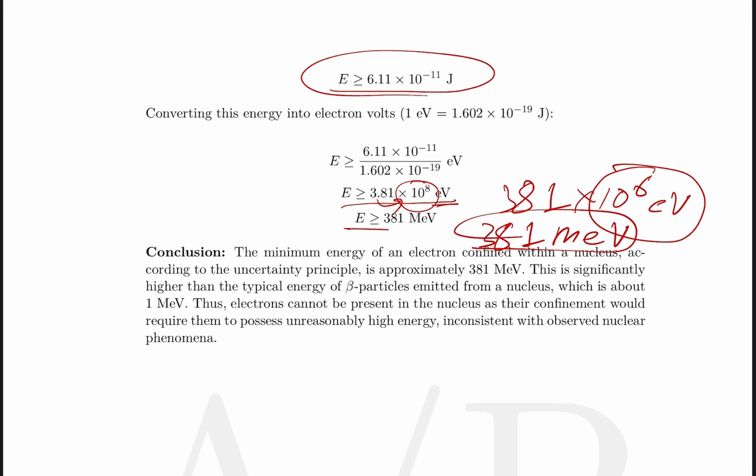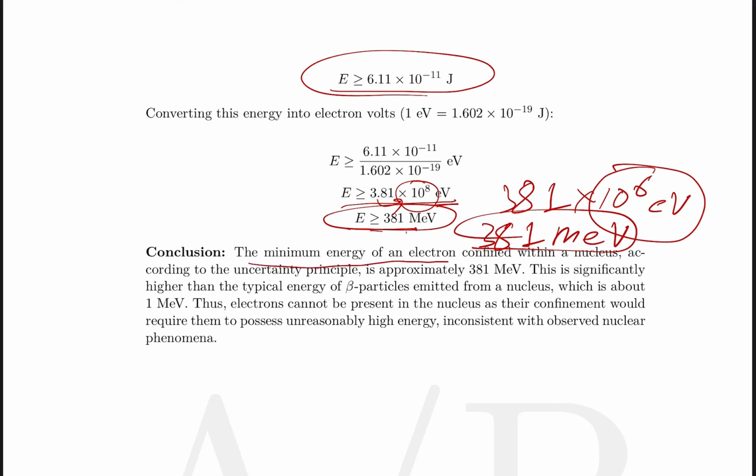Now the conclusion part. So this is the answer. Okay, now this is not the answer. This is just the energy that an electron would require to remain inside a nucleus. The question was to prove that an electron cannot reside inside a nucleus. Now we have come up with a numerical value of the energy of the electron. What if an electron independently resides inside a nucleus? Then the energy would be 381 mega electron volt. This is not completed right now. We'll complete it in our conclusion.